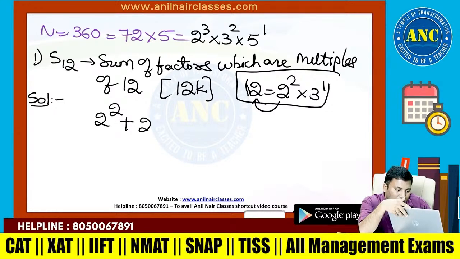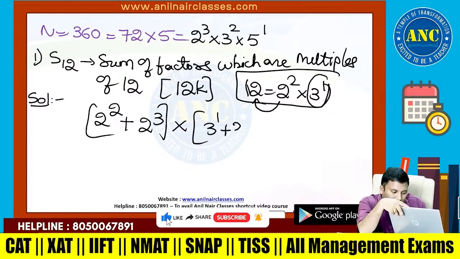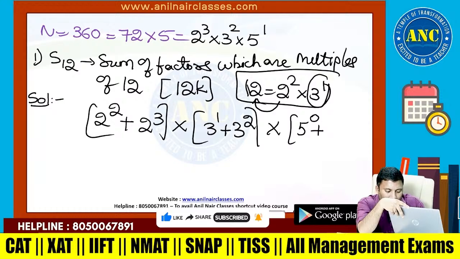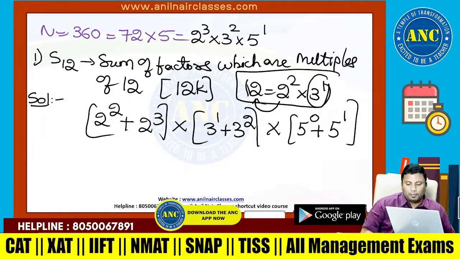2 square plus 2 cube. Minimum power of 3 to get 12 is 3 power 1. Don't start from 3 power 0. So it is 3 power 1 plus 3 power 2. There is no restriction on 5, so it will be 5 power 0 plus 5 power 1.